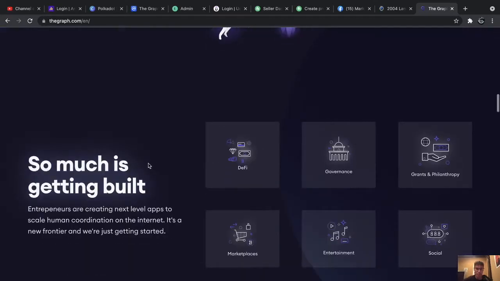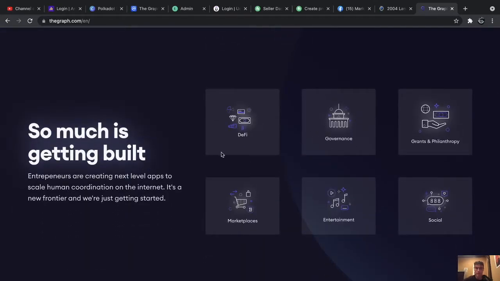But yeah, so we're going to go down here. You've got the DeFi, marketplace, entertainment, right? These are all the things that people are creating with The Graph. Now, here's the thing about that. It is very easy to copy this, right?